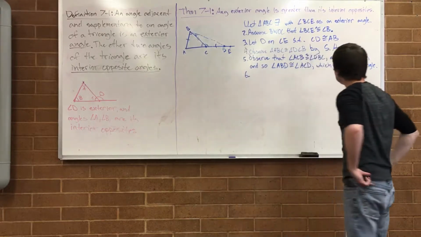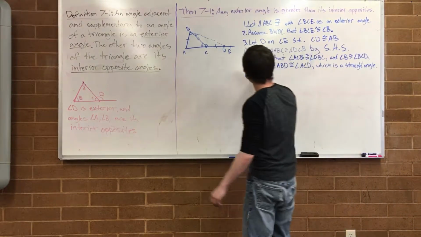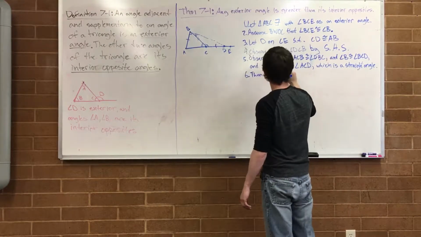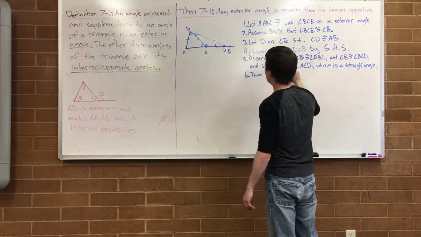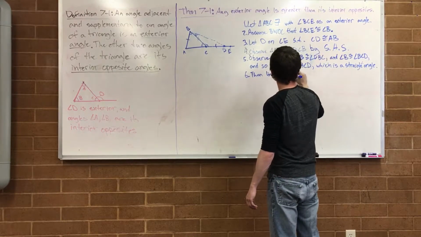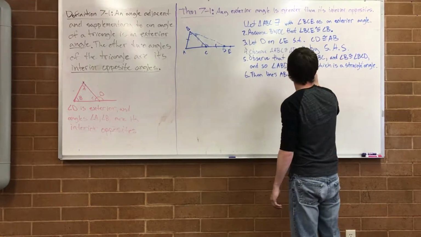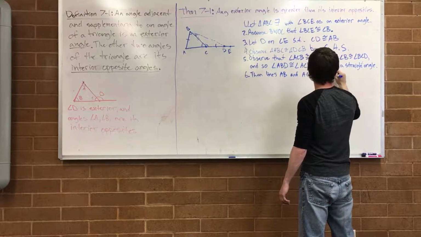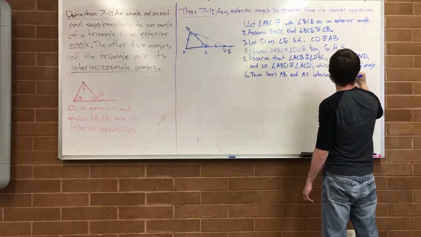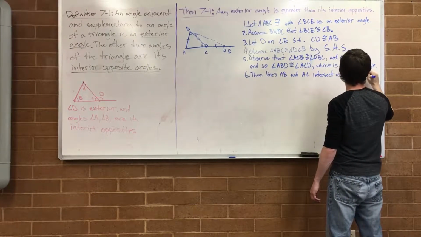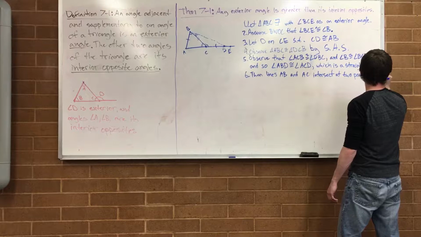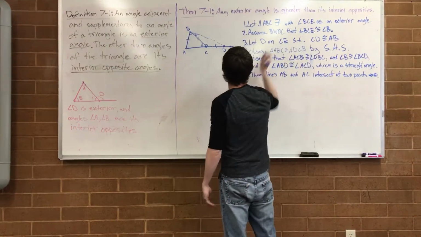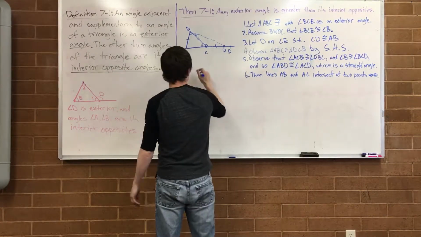So 6. Then lines AB and AC intersect at 2 points. Contradiction. Right? Now set up our next contradiction. And we'll draw a new picture for this.